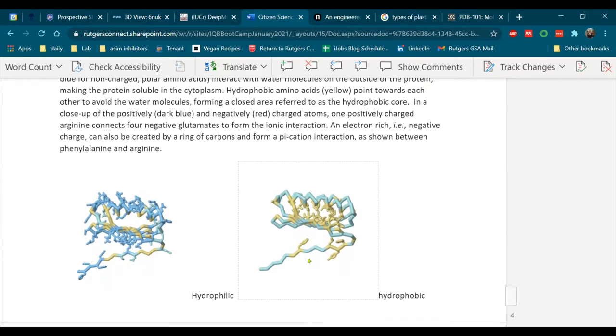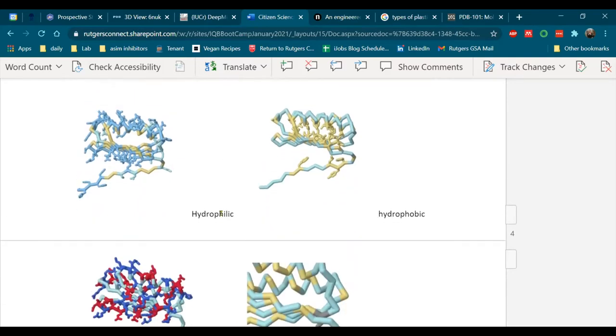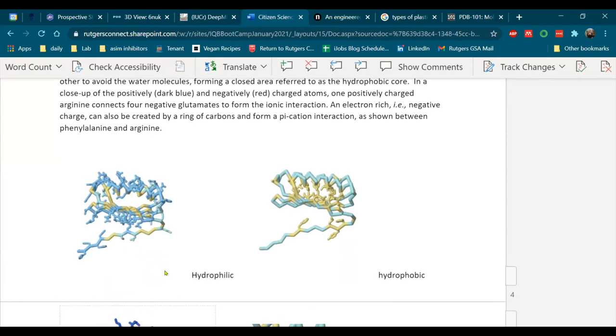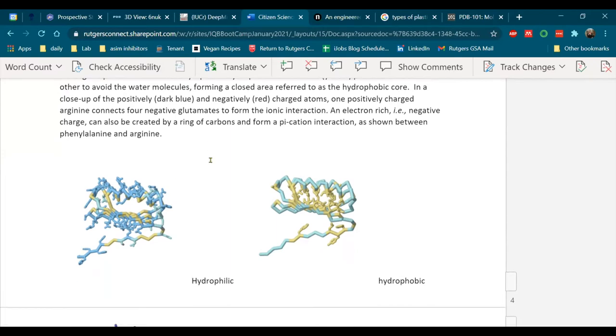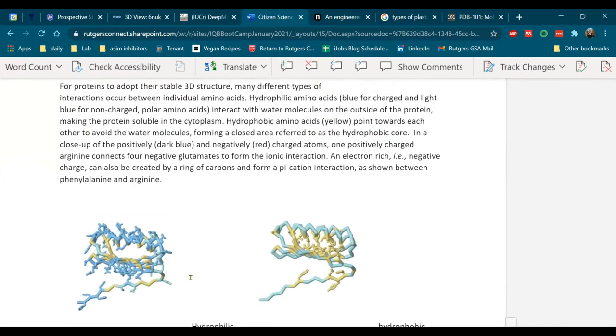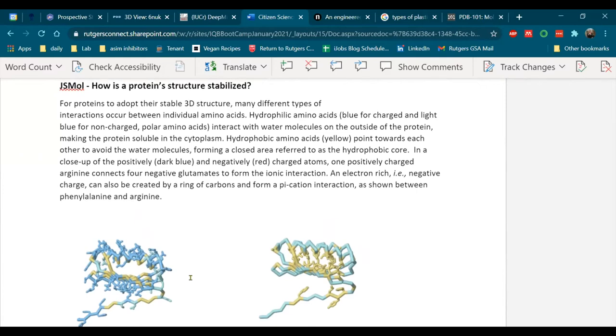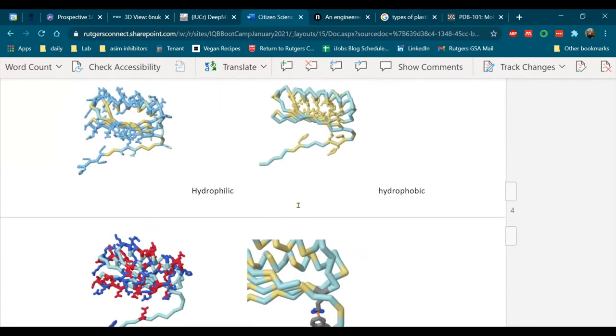core. In a close-up of the positively dark blue and negatively in red charged atoms, one positively charged arginine interacts with four negative glutamates to form the ionic interaction in this close-up right here. An electron-rich, i.e. negative charge, can also be created by a ring of carbons and form a pi cation interaction as shown between the phenylalanine and arginine here.